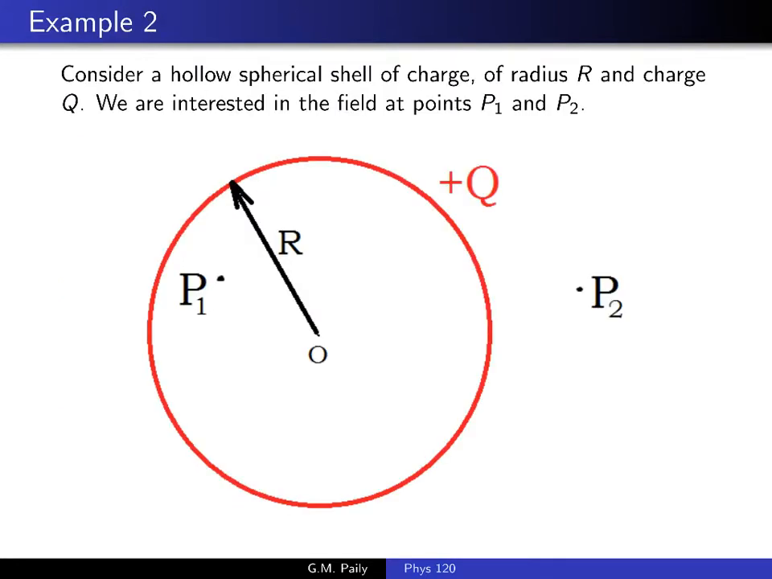Let's look at an example. Consider a hollow spherical shell of charge of radius r and charge q. It's a uniformly distributed charge q over this hollow spherical shell of radius r. We are interested in finding the field at the points P1 and P2. O here is the center of the sphere. Let us start with finding the field at point P1.